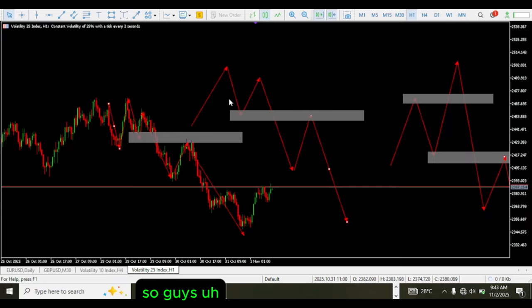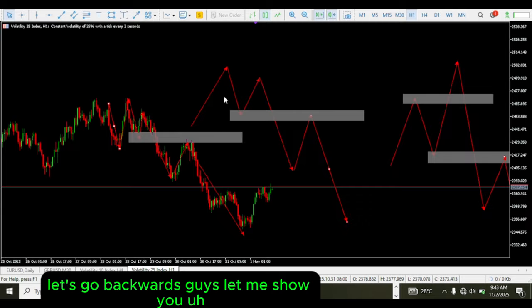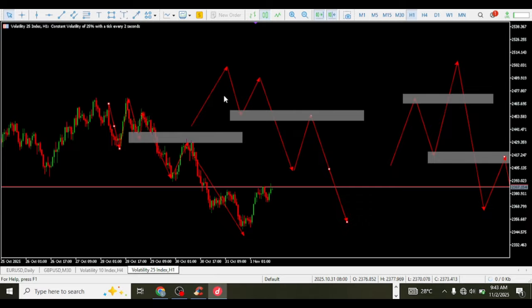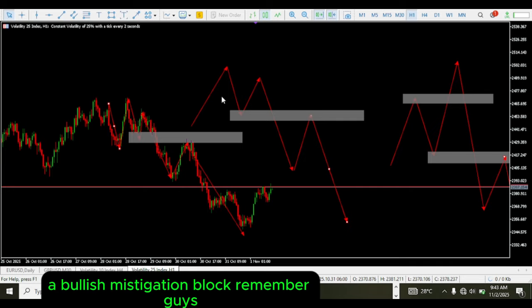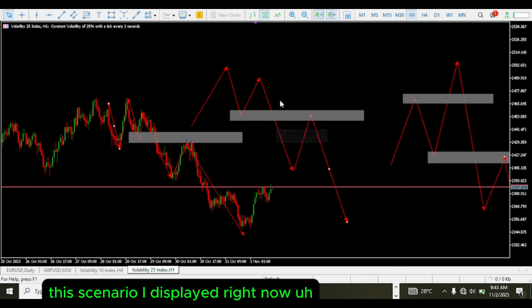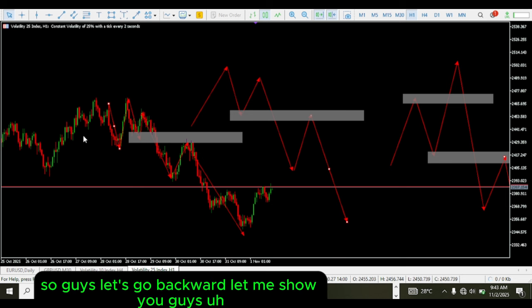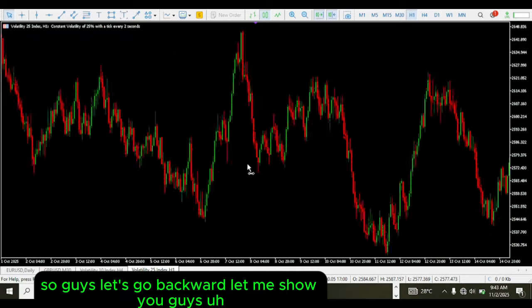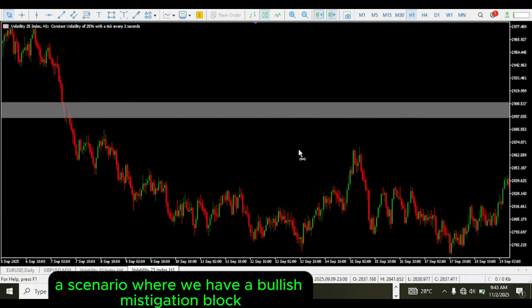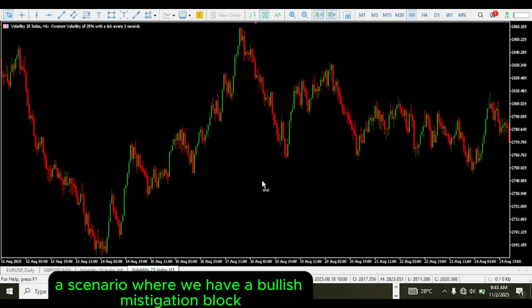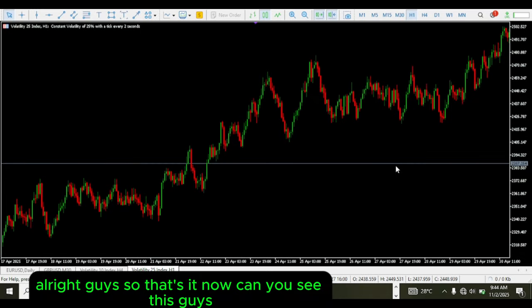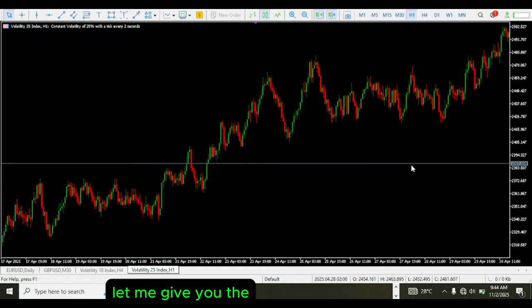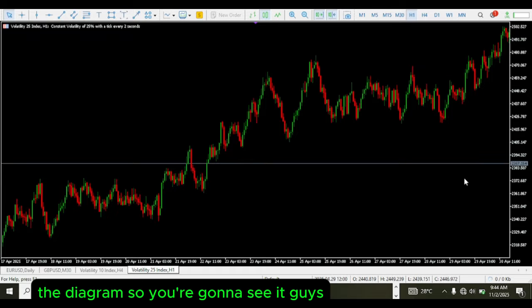All right, let's go backward. Let me show you a scenario whereby we have a bullish mitigation block. Remember, the scenario I displayed earlier is the bearish mitigation block. So let's go backward. Let me show you a scenario where we have a bullish mitigation block. All right, so that's it now. Can you see this? Let me give you the diagram so you can see it.